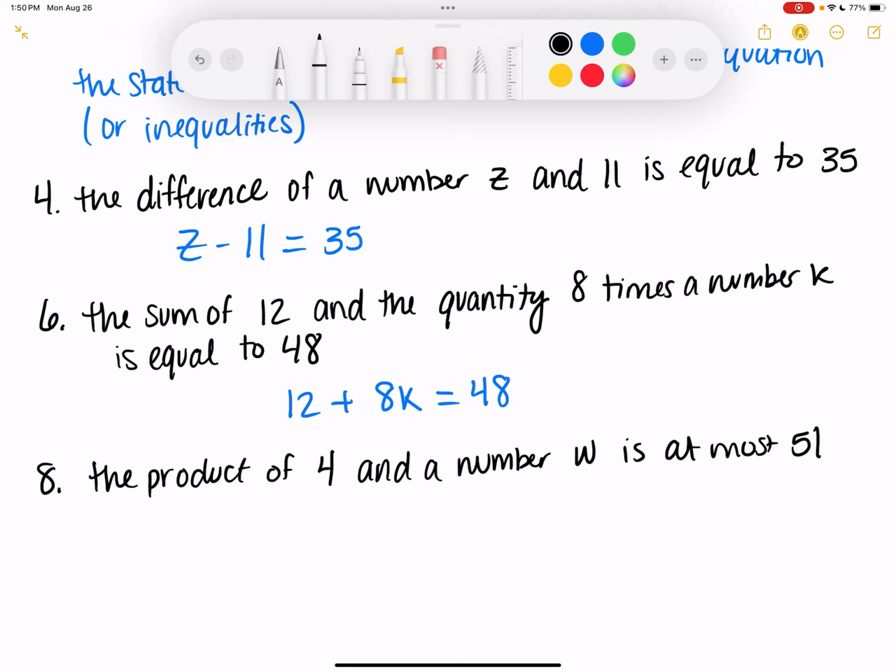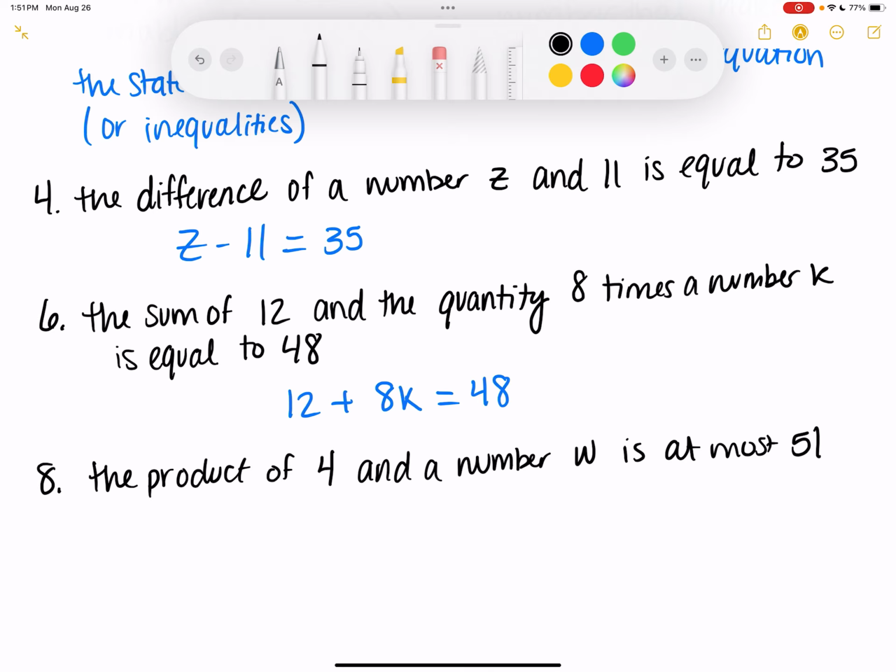So this one obviously is our first one that's not just equal. So what does at most mean? Which symbol am I using? Less than or greater than? Less than or equal to. Less than or equal to, good.